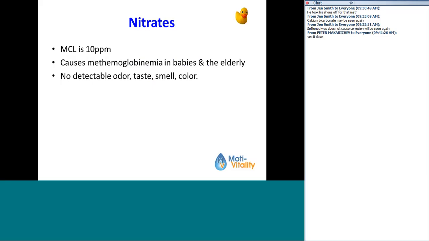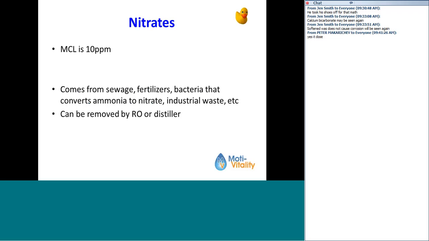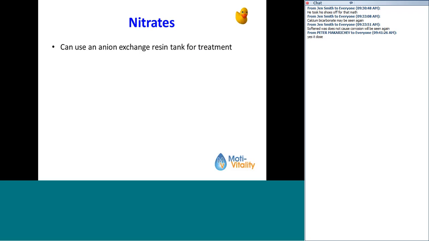Nitrates have no detectable odor, taste, smell, or color. They typically come from sewage, fertilizers, bacteria that convert ammonia to nitrate, industrial waste, etc. They can be removed by a reverse osmosis unit or a distiller, or you can use an anion exchange resin tank for treatment.